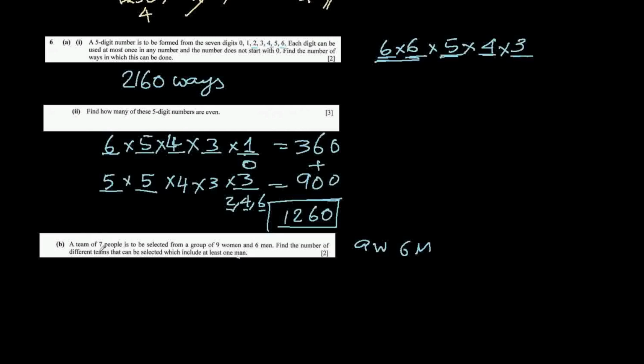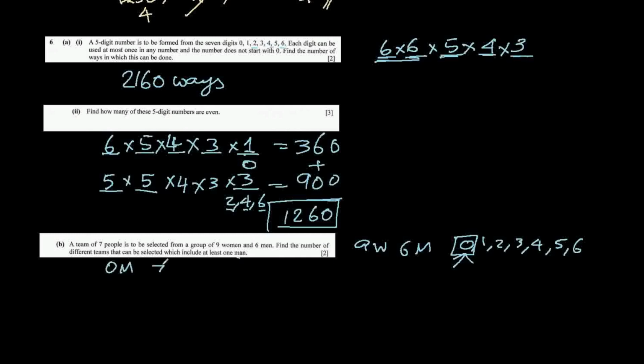There are 7 people to be selected, and how many men do we have? 6. That means we can have either 1 man, 2, 3, 4, 5 or 6. That is too much. How about this? 0 is the only one which is not possible, right? So let's talk about the case where there are 0 men chosen. That means there are 0 men chosen and all are women, right?